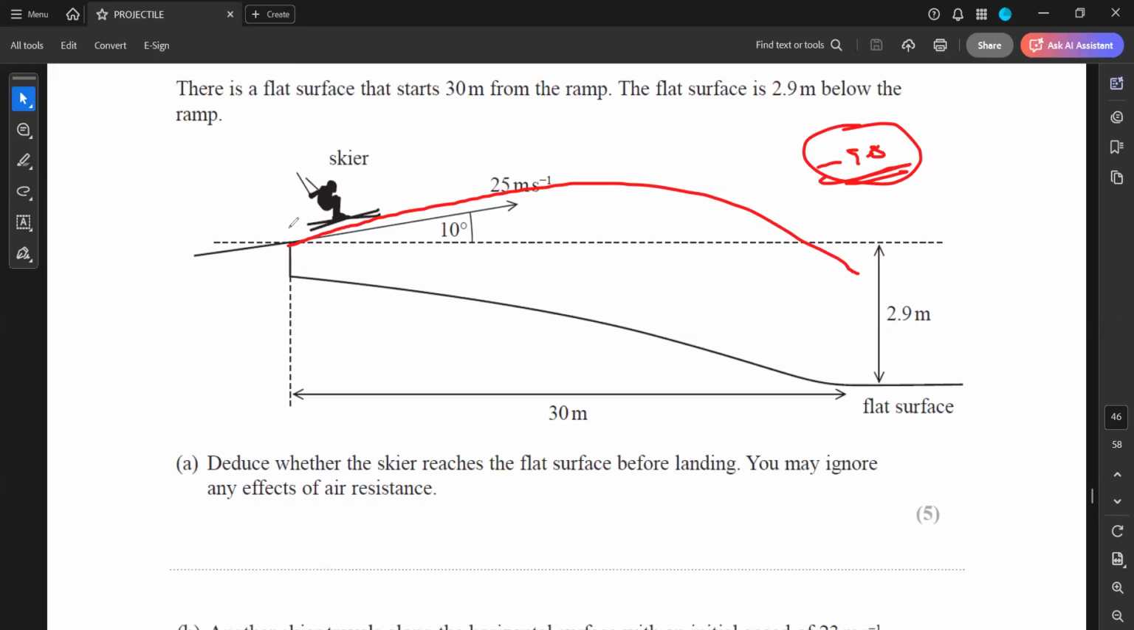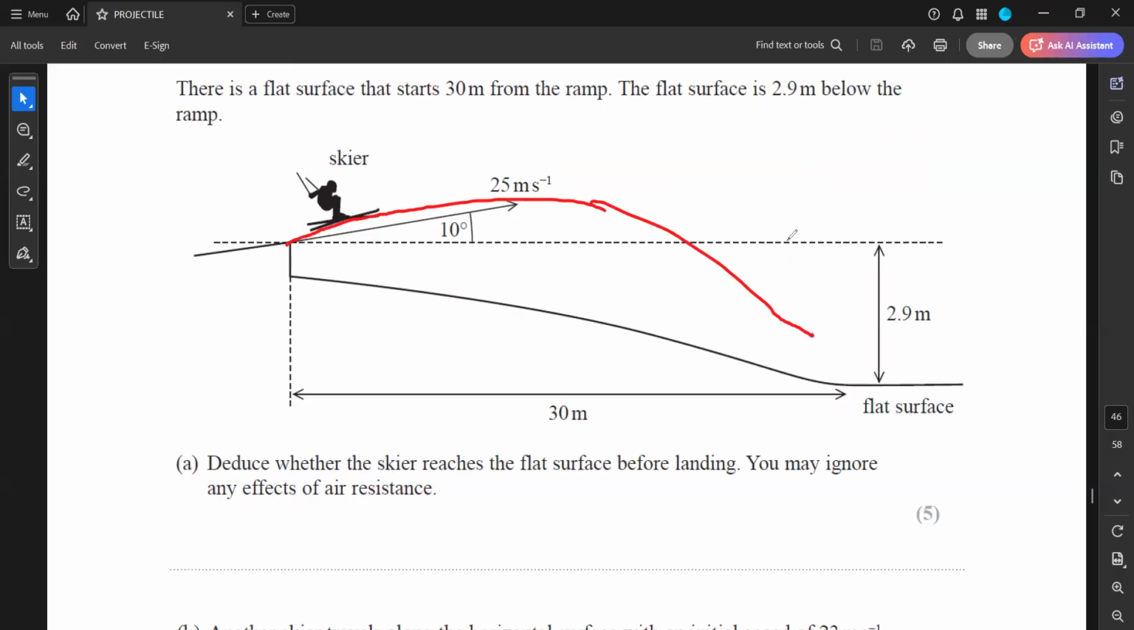So when we solved that, we got 2 meters. We got that he will be 2 meters below the point where he started. So what will the height above the ground be? He will be 0.9 meter above the flat surface. The question was to deduce whether he will be on the curved surface. After covering 30 meters, he will be 2 meters below the point where he started. So this is 30 meters. Where is 2 meters? It will be somewhere here. So he's 0.9 meter above the flat surface, which means he will not hit the curved surface.